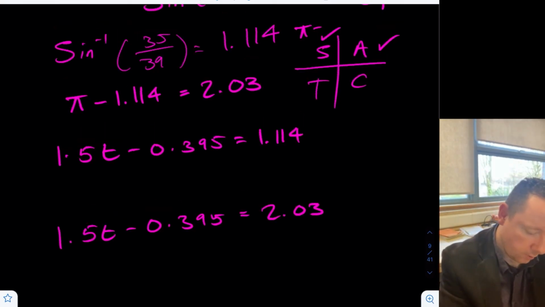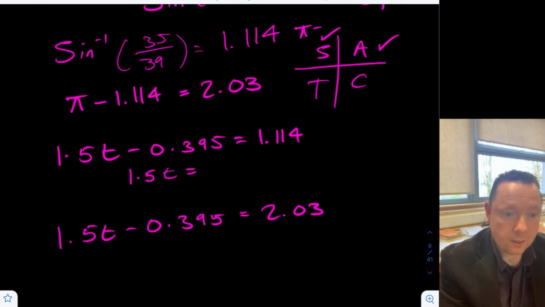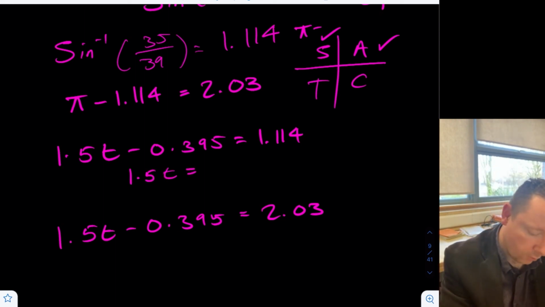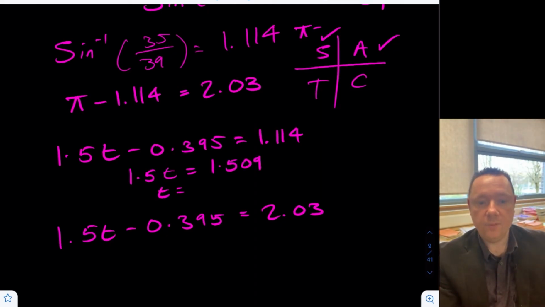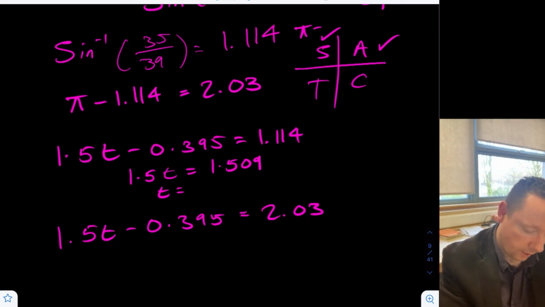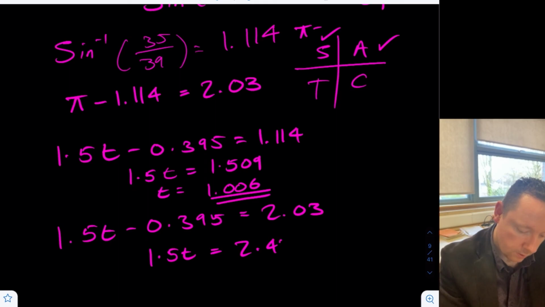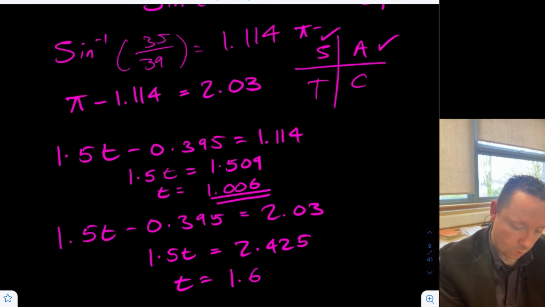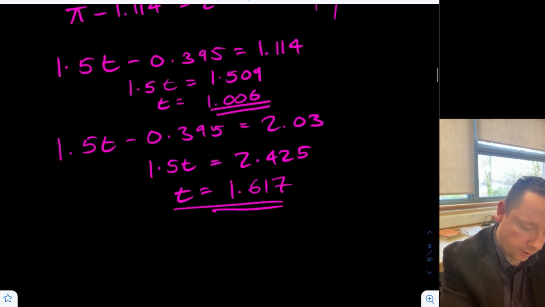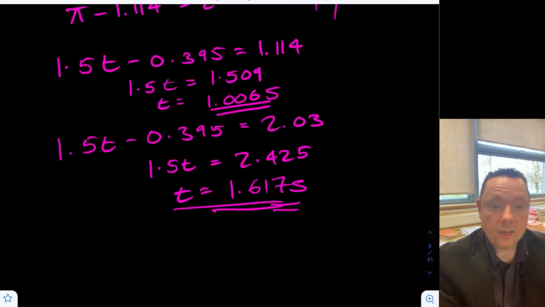So solving the first equation, adding 0.395 to get 1.5t, we get 1.509. And therefore t is 1.509 divided by 1.5, which is 1.006. There's our first solution. And our second solution, 1.5t equals 2.03 plus 0.395, which is 2.425. And therefore t, dividing through by 1.5, is 1.617. Just put my units in here, so that's seconds and that's seconds. And we're done there.